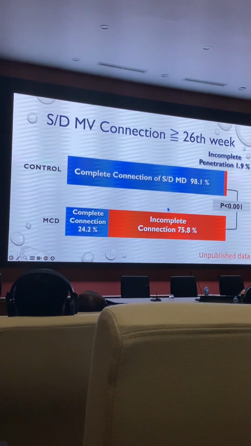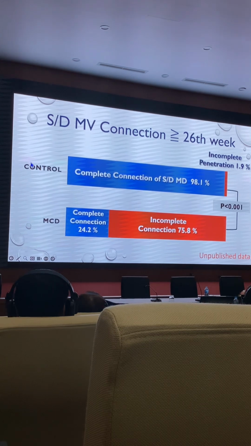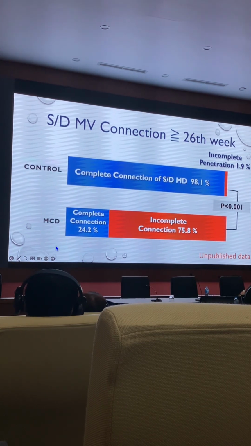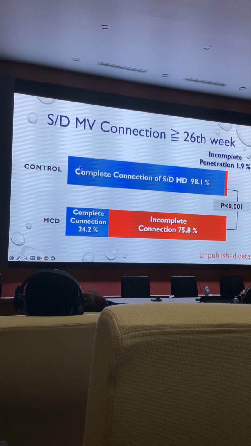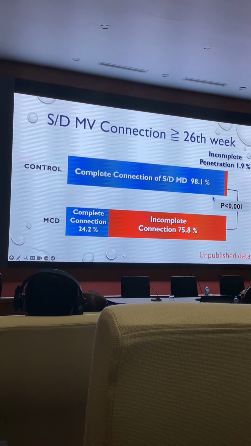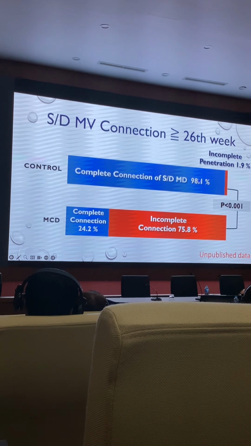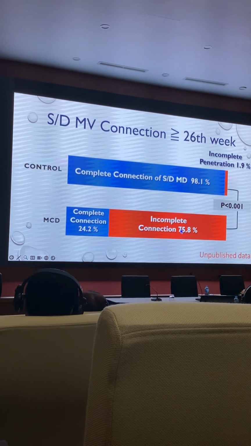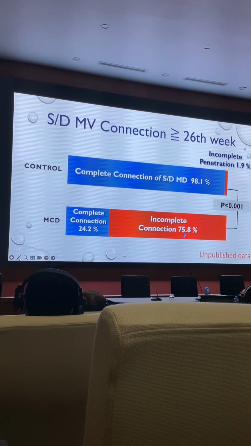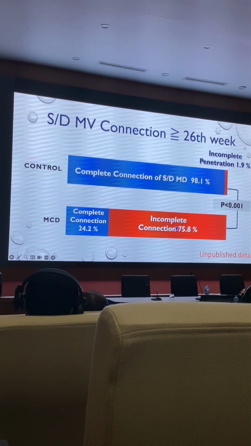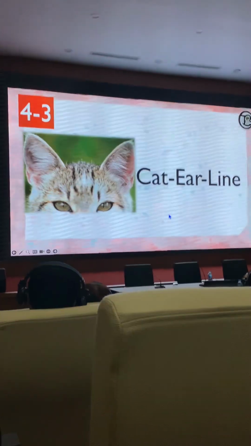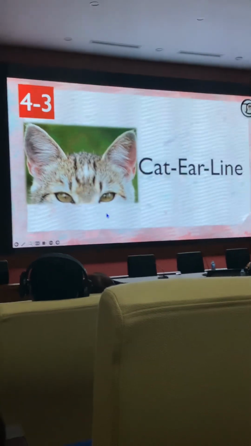So we had more than 700 controls and MCD cases. In the control group, mostly there was a complete connection after 26 weeks of gestation, but MCD cases had an incomplete connection at 75.8%. Okay? And number 3 is a cat ear line.